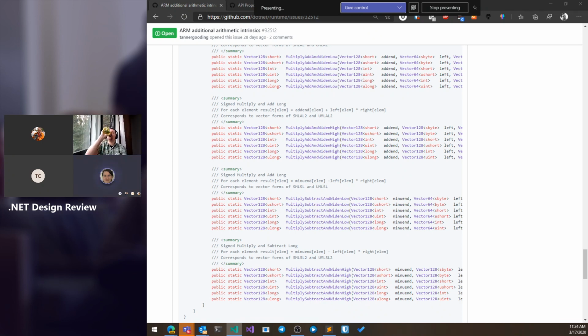And then multiply widening upper and add. And then multiply widening lower and subtract them. And multiply widening upper and subtract. All right. Yeah, that sounds right.